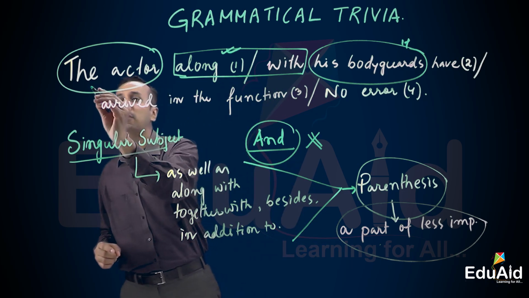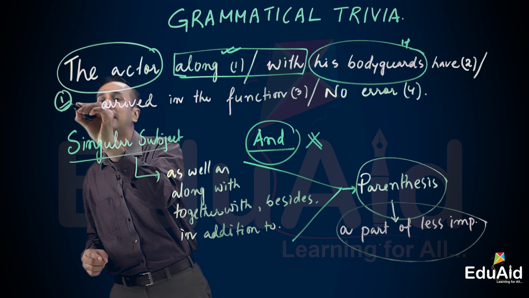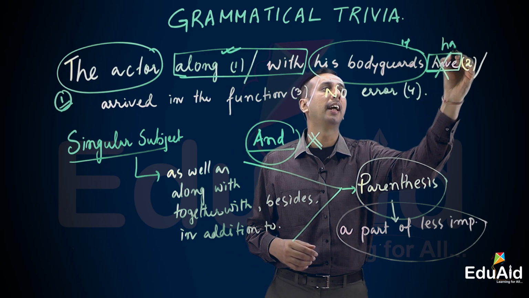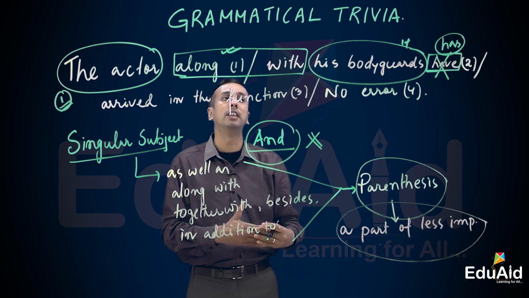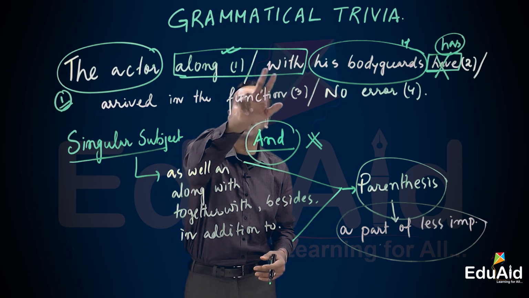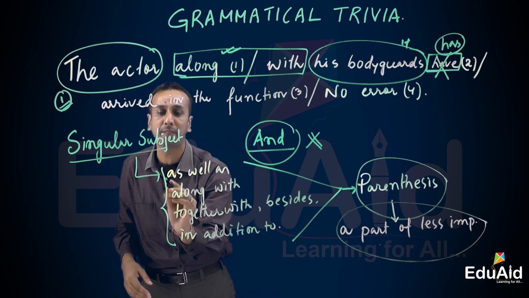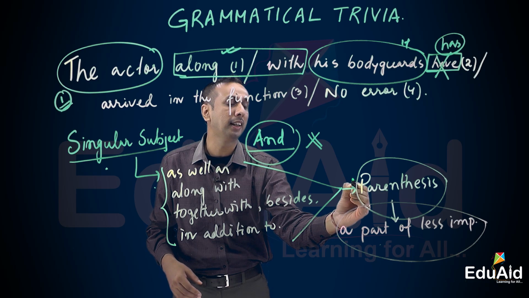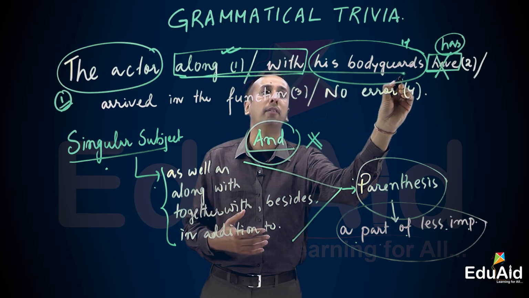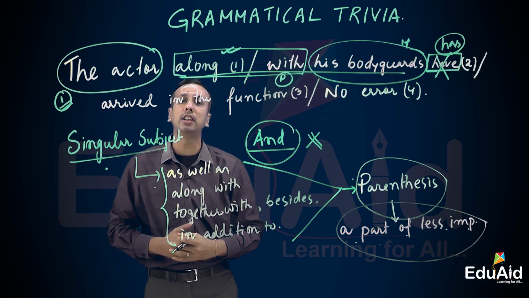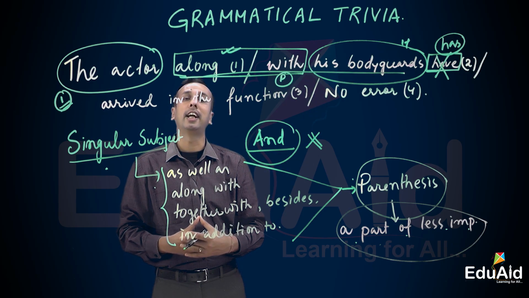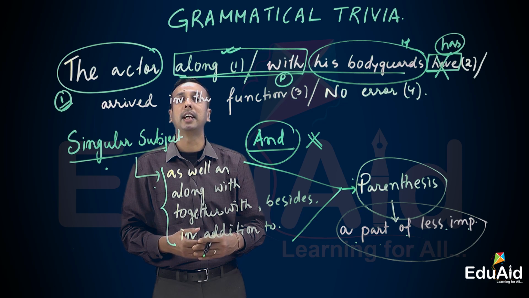So actor is what kind of subject? Actor is a singular subject. Subject is in singular form, hence the verb cannot be followed by have. It has to be corrected as has arrived. The actor along with his bodyguards has arrived. Along with his bodyguards is the parenthesis, meaning a part of less importance, hence this part is of less importance. We have to give priority to the actor. Actor is one, that's why the answer has to be error, part 2: the second part of the sentence is erroneous.